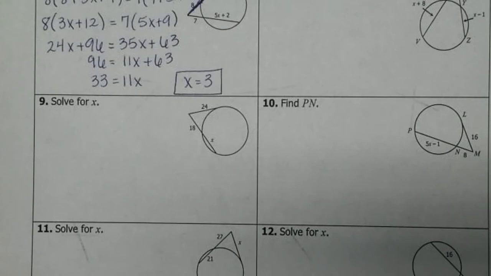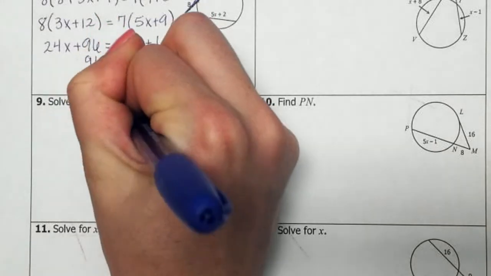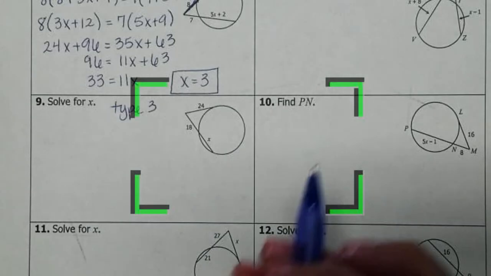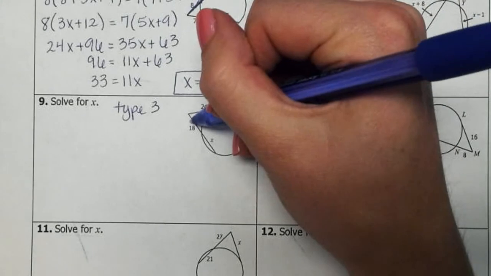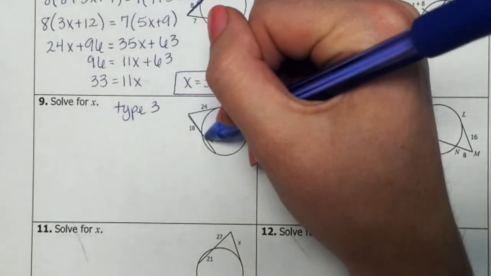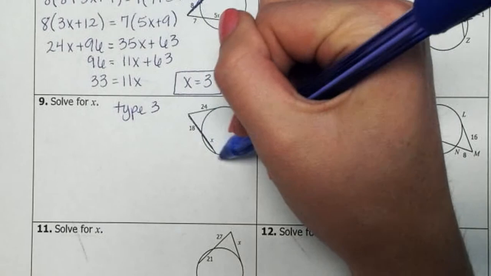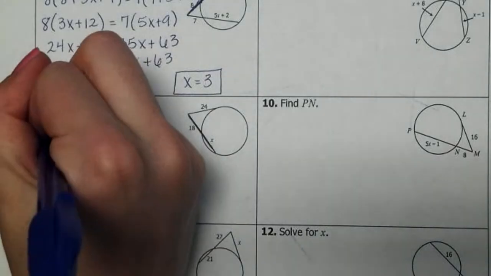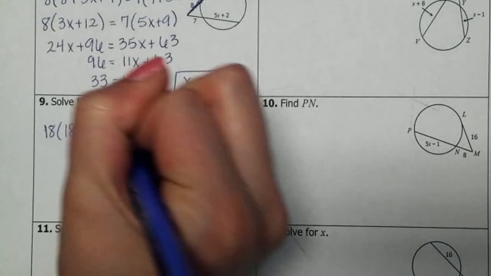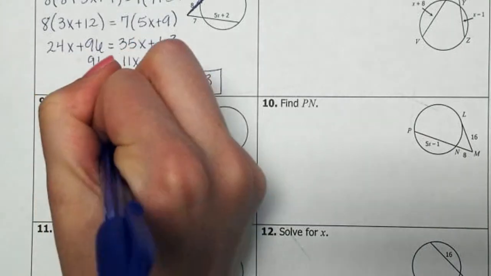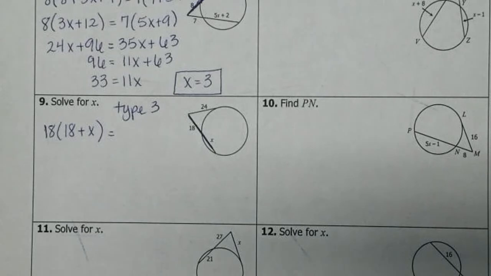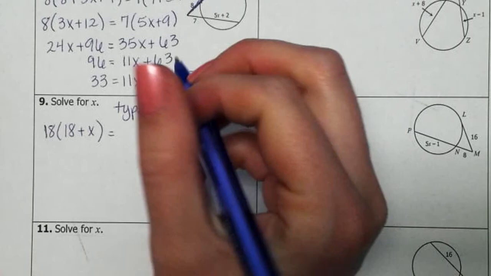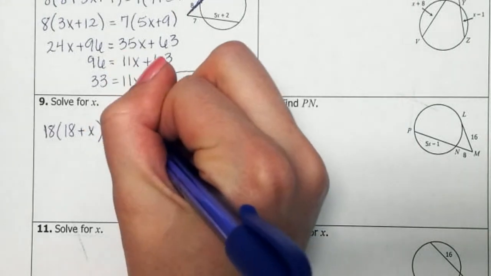So number 9 is a type 3 problem where you have a secant and a tangent involved. So I am going to just start. It doesn't matter which one you start with. I'm going to start with this one, with the 18 and the x. I'm going to set it up like we did in the previous problem. Start with the outer piece, multiply it by itself, plus the inner piece. Set that equal to the tangent. It's got to be squared because it's only one piece. There's only one piece of that tangent, so I'm going to square it.